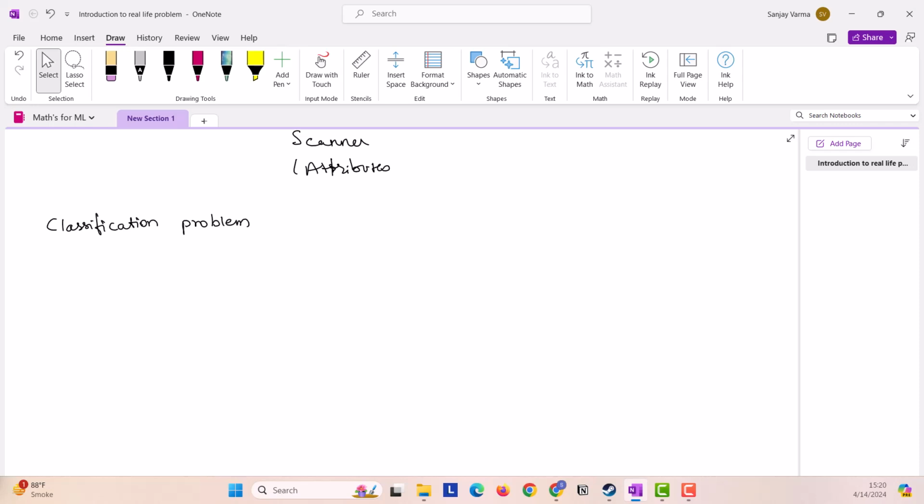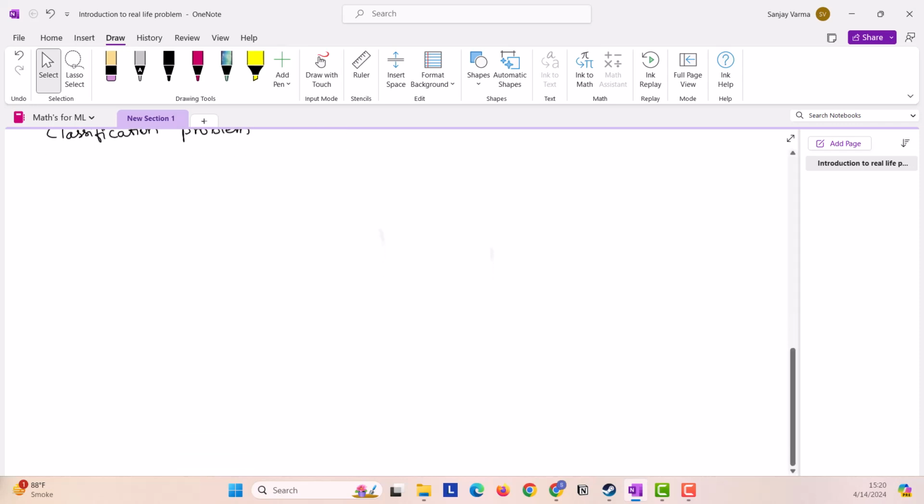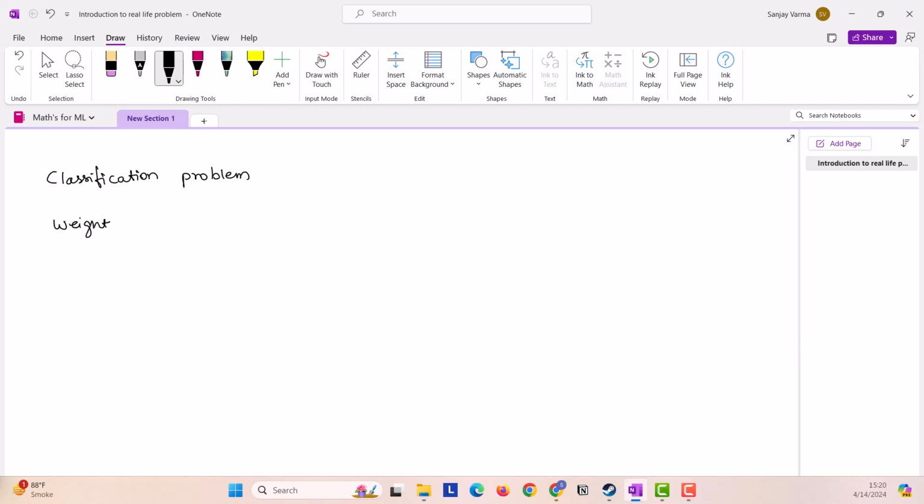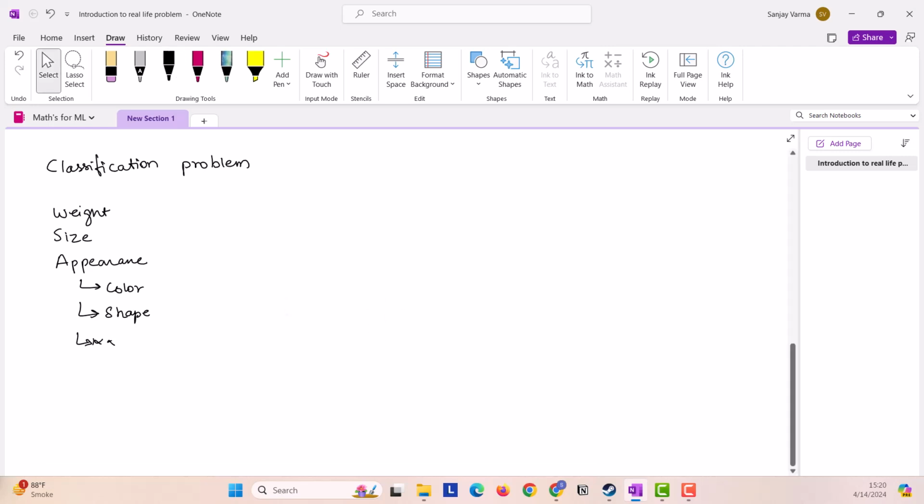So let's start with, let's assume we have different attributes such as weight. So the scanner returns us the weight, size, appearance, which can have color, shape, and maybe much more. So let's start with this. These are the attributes.